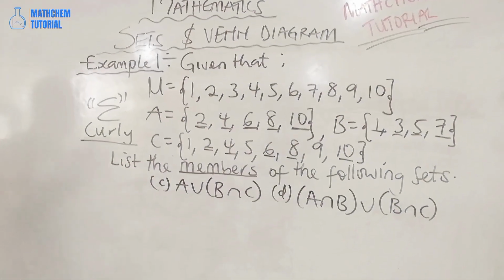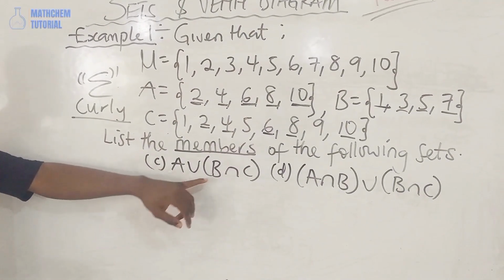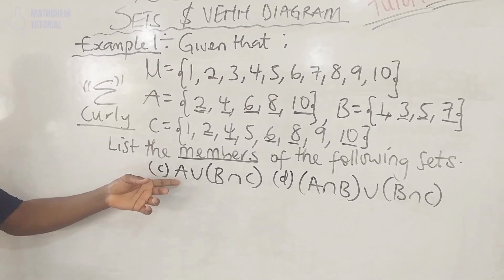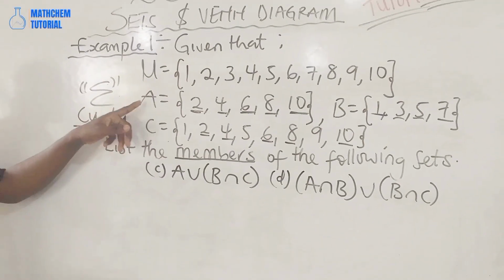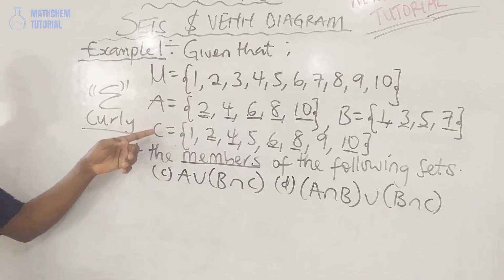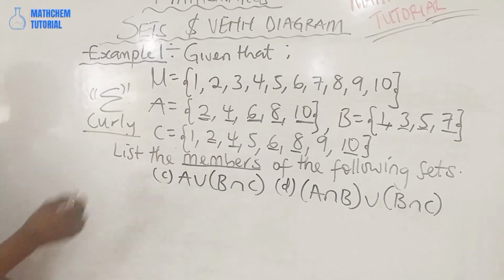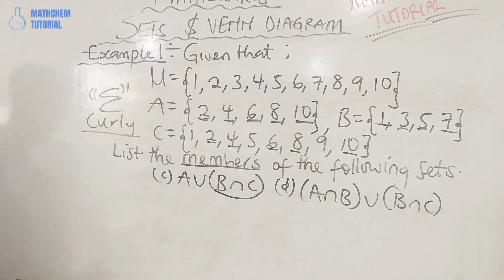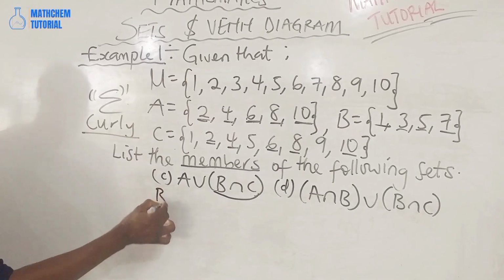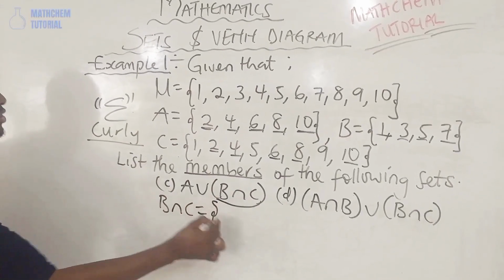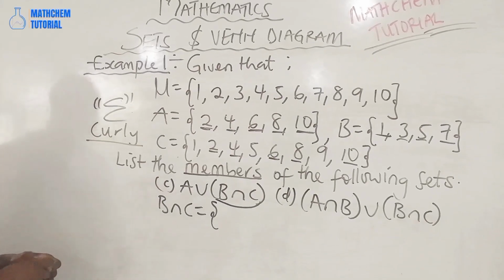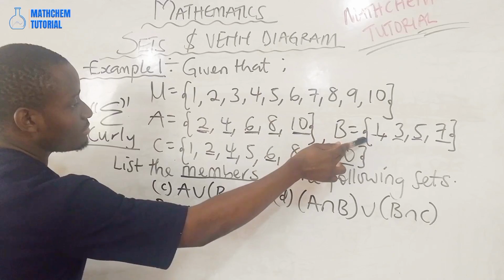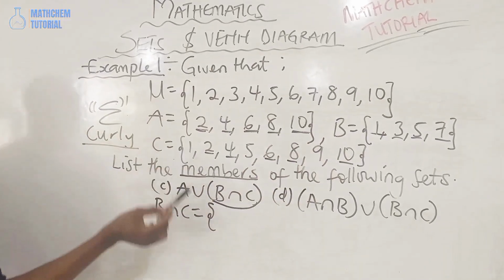Next example we'll be looking at is A union B intersection C. Now let's look at this. This one is like as if we are combining 3 subsets together: subset A, subset B, and subset C. So how do we go about it? Firstly, we are going to work on the one in the bracket first, which is B intersection C. So B intersection C will give us what? Intersection means what is common between the elements of subset B and the elements of subset C. So what is common there?